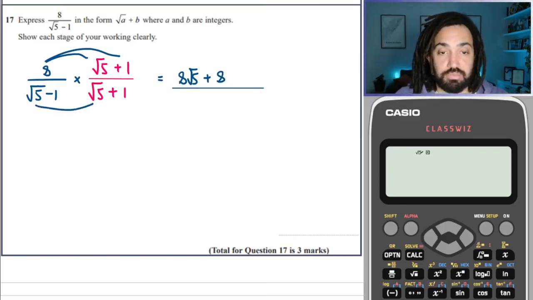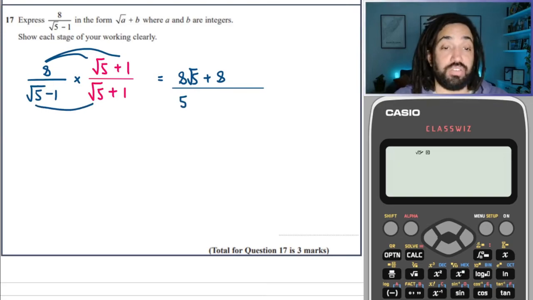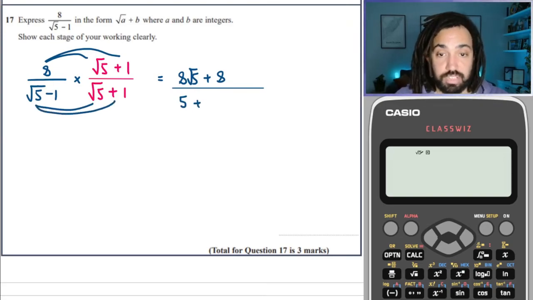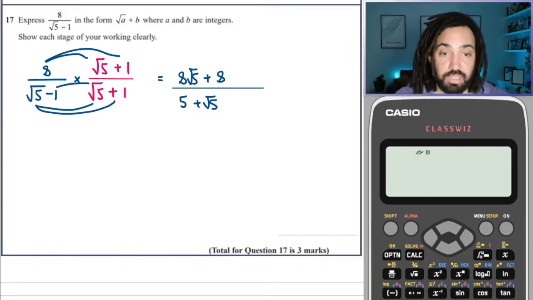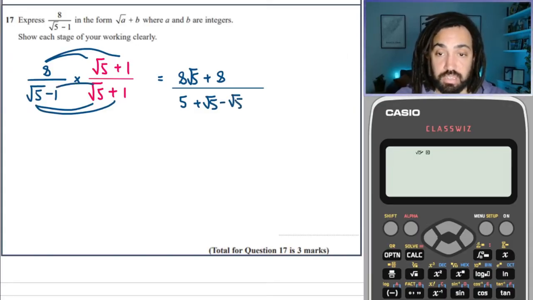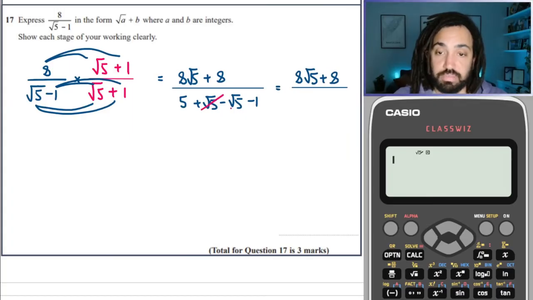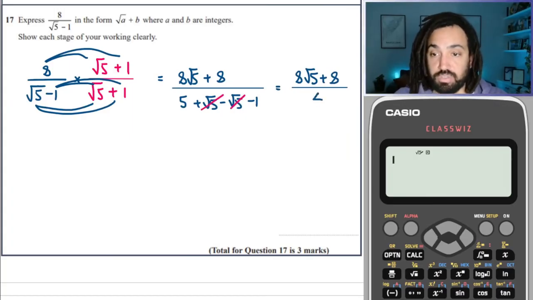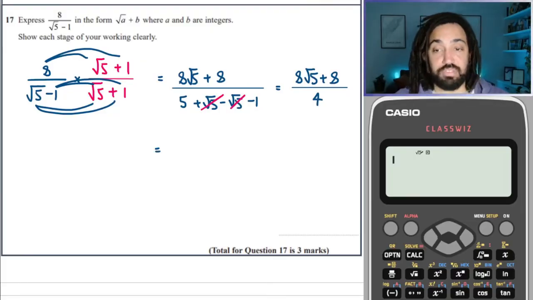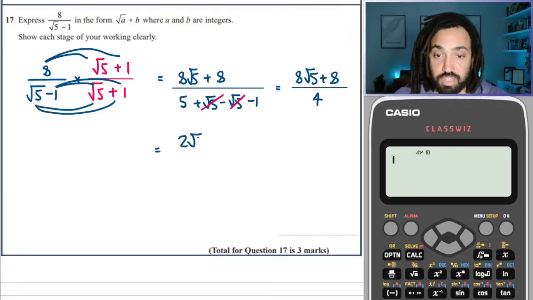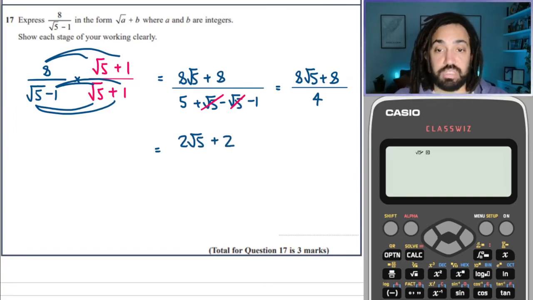On the bottom we get root 5 times root 5, which is 5. We get root 5 times 1, which is just root 5. We get minus root 5, and then finally we get minus 1 times 1, which is just minus 1. Lovely. So simplifying, that's 8 root 5 plus 8 on top. These two in the middle cancel, so it's just 5 minus 1, which is 4. And we can divide everything through by 4 to get 2 root 5 plus 2 all over 1, which we don't need to write. So we're good.